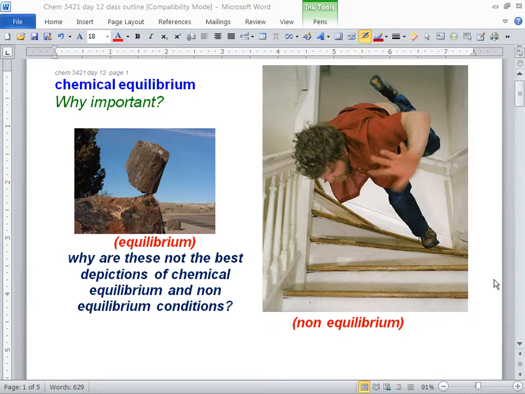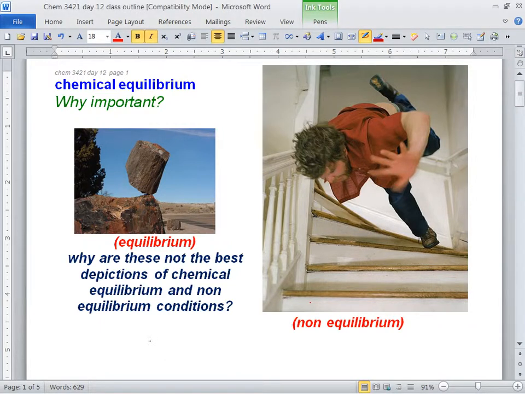Jackie, what's wrong with these pictures? What I mean is what's wrong in the sense that they don't match what chemical equilibrium really is. Why? Well, these things are natural: it's natural that that rock is like that, it's natural that the guy tumbles down the stairs. It's just chemical equilibrium, right?